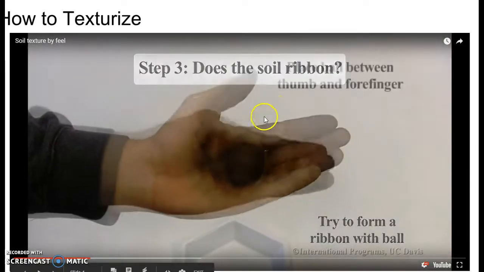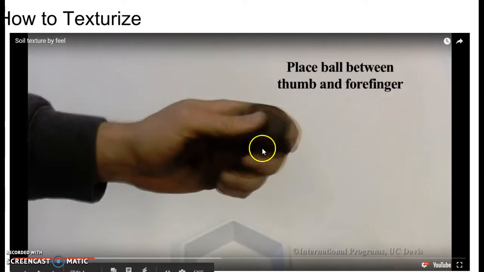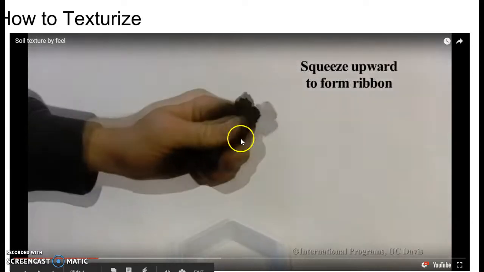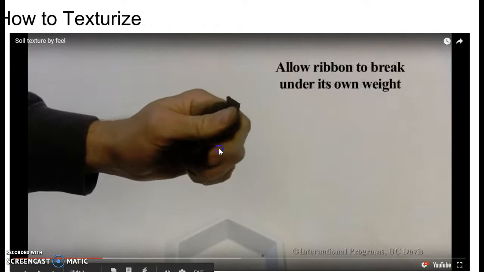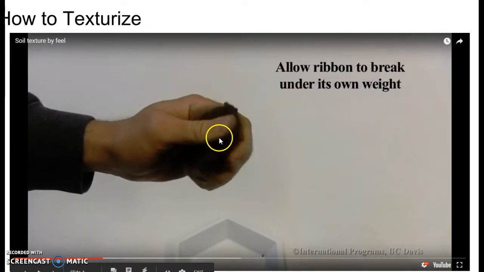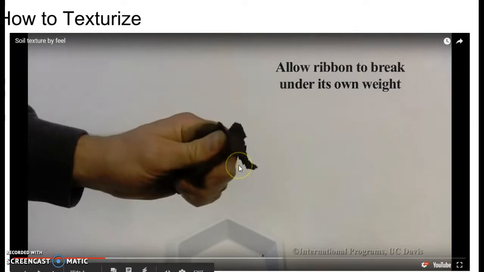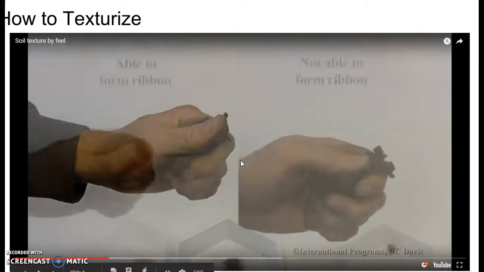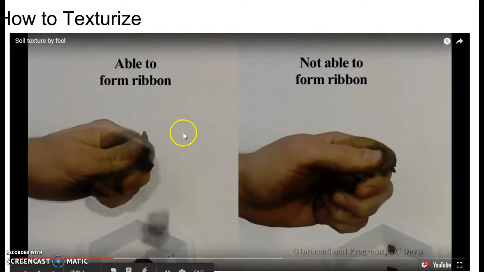Now we're going to move into, does it form a soil ribbon? You're going to place your ball between your index finger and your thumb. You're going to push them up. As you push them up, you're trying to see if there will be a ribbon that will break under its own strength. If you just pinch it with your thumb into your finger, then that's cutting it off. You're trying to develop a ribbon that comes up. You can see this one is making a ribbon. You're trying to push it up.